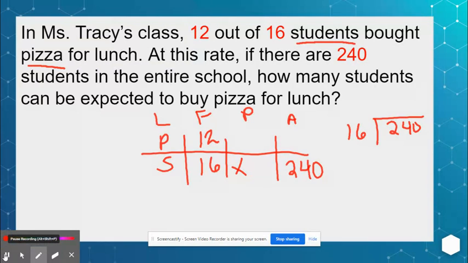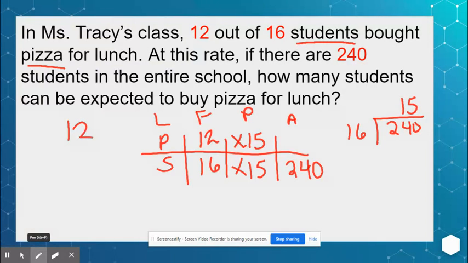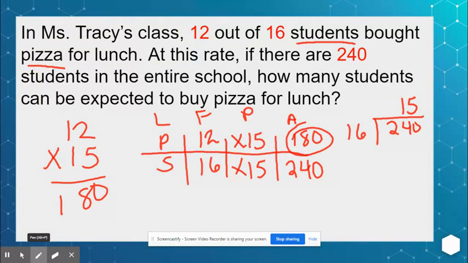And if you work that out, you would get 15. All right, so that means it's times 15 at the bottom, and you have to do times 15 at the top in order to get how many students buy pizza. So you would go to the side and multiply 12 times 15 to get your answer. And you should get 180. That's our answer of how many students can be expected to buy pizza for lunch. And that makes sense because it's bigger than 12 students choosing pizza, because we want how many in the whole school.